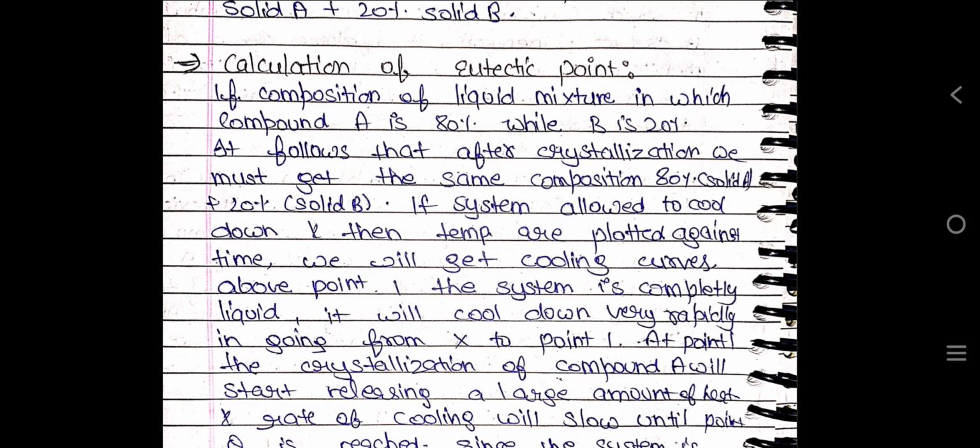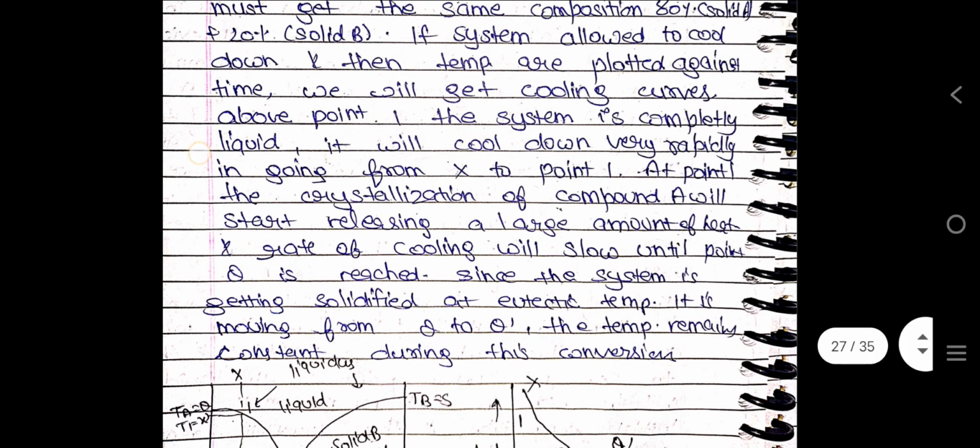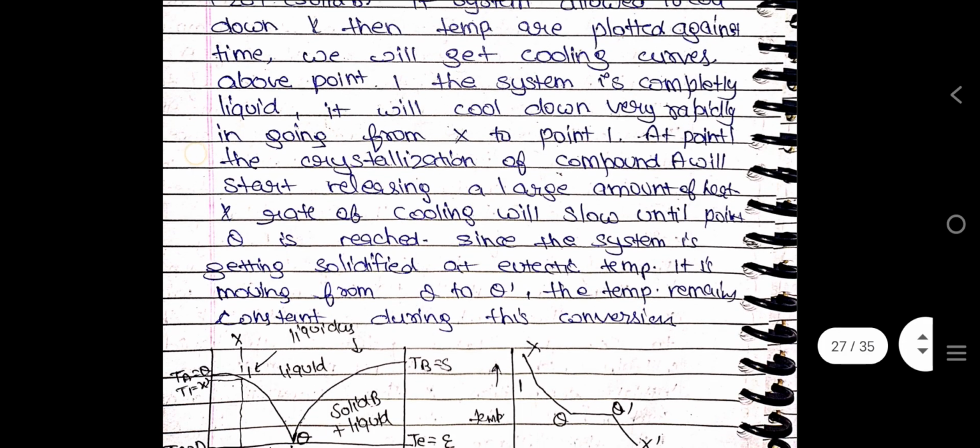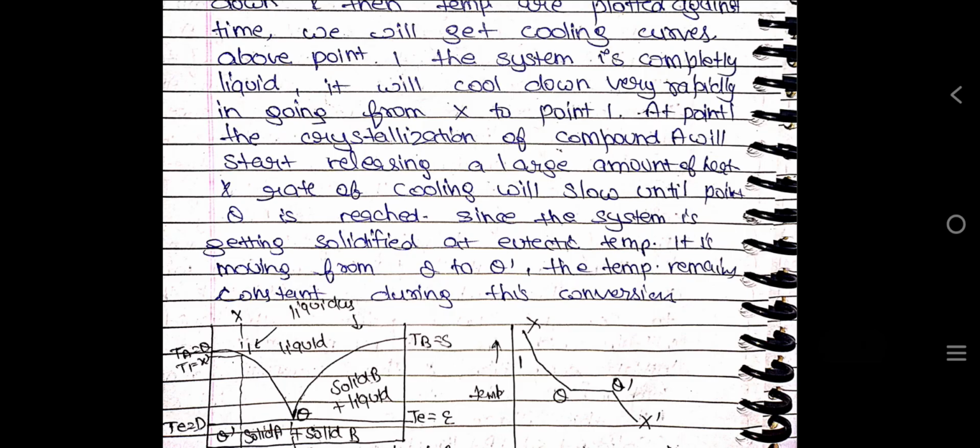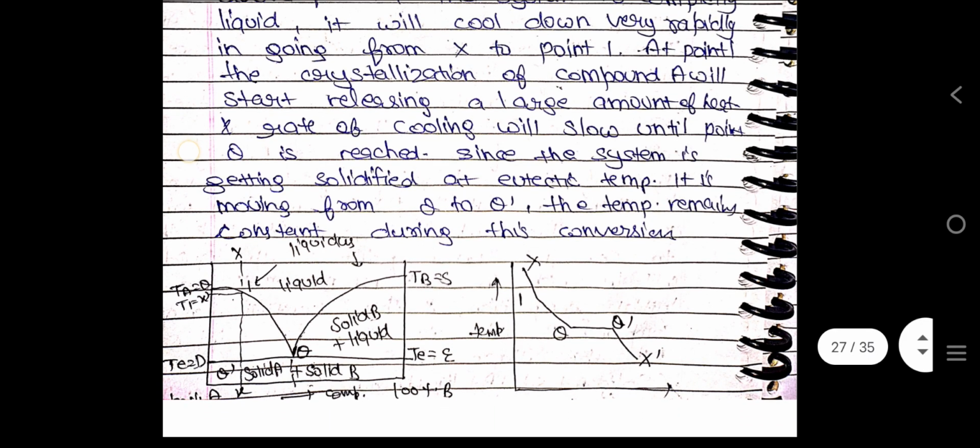and then to C. Near point Q, the liquid will be rich in compound B relative to the initial composition, and crystallization of compound B will also start at point Q. All three phases coexist at Q. Even an infinitesimal decrease in temperature will disrupt the eutectic point, and liquid B will also start converting into the solid phase. This will make the system move from point Q to Q dash, getting exactly the same composition: 80% solid A plus 20% B.